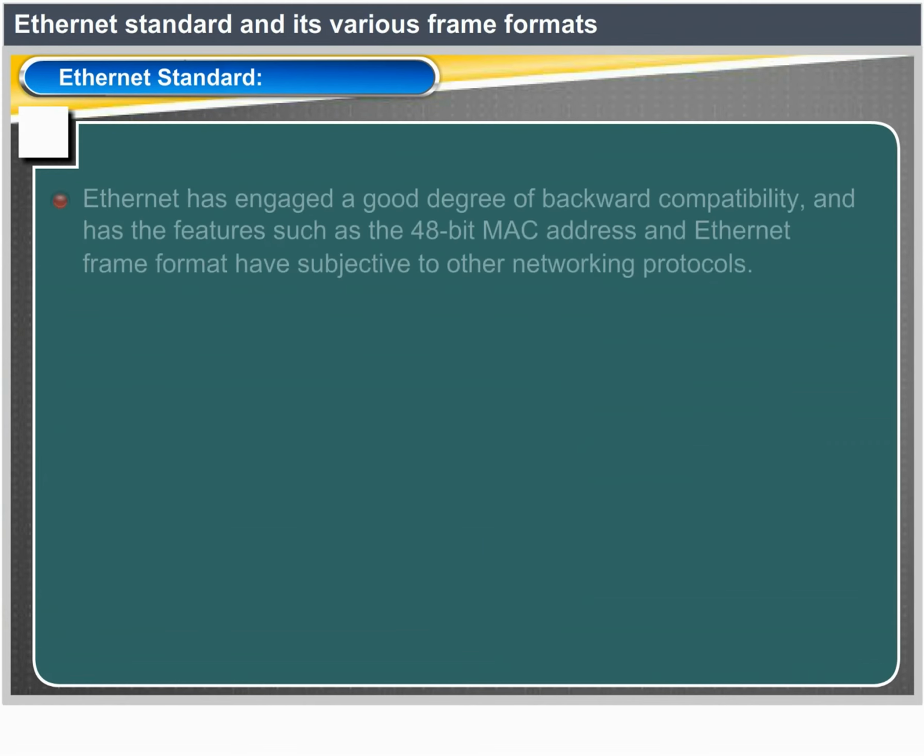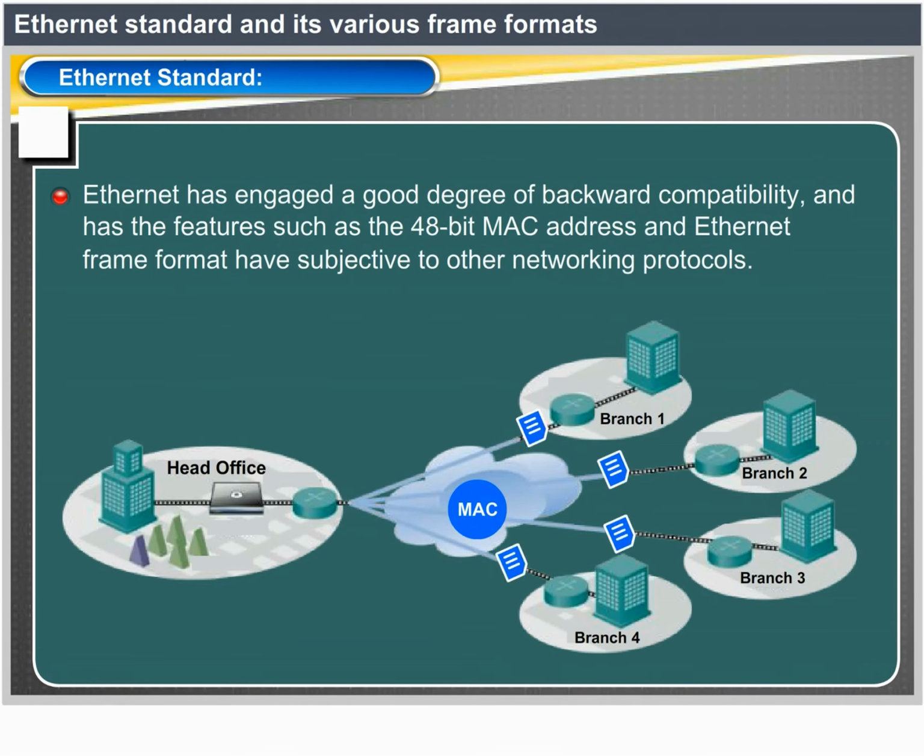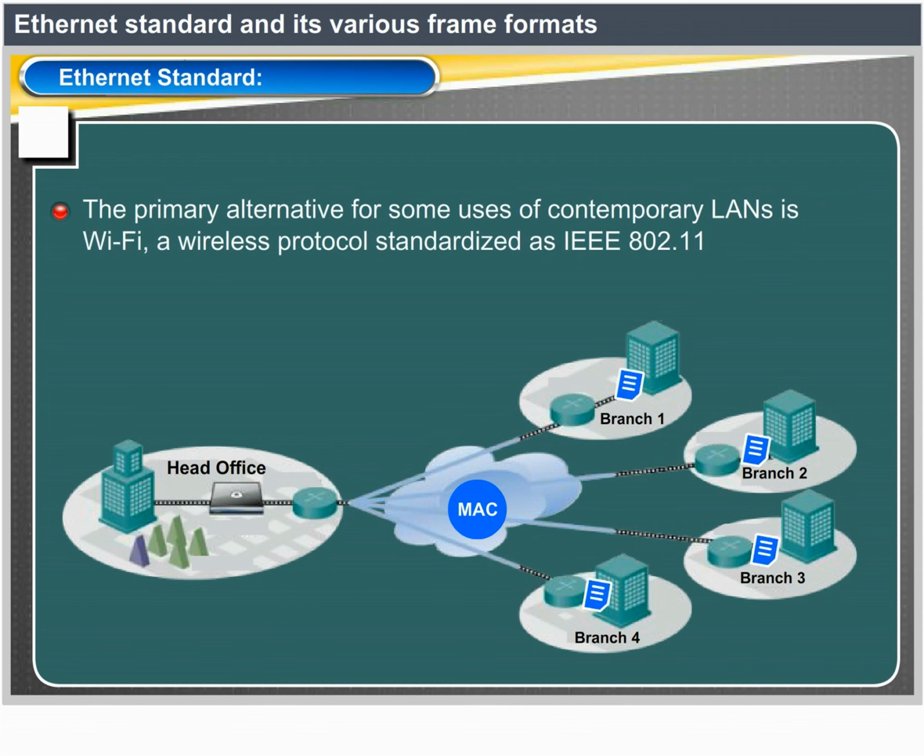Ethernet has retained a good degree of backward compatibility, and features such as the 48-bit MAC address and Ethernet frame format have influenced other networking protocols. The primary alternative for some uses of contemporary LANs is Wi-Fi, a wireless protocol standardized as IEEE 802.11.